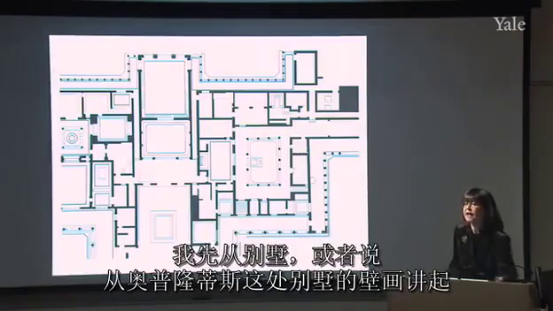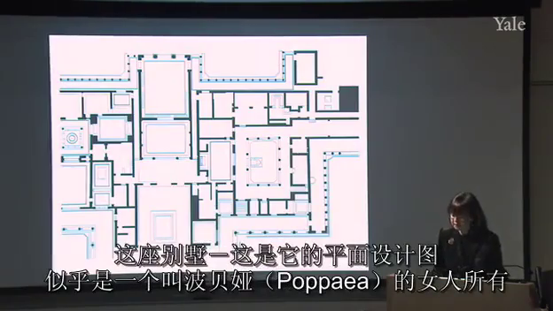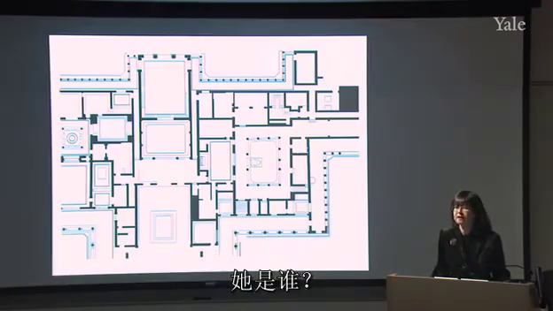I want to look first at a villa, or the paintings at a villa, at Oplontis. This villa, and you see a plan of it here, appears to have belonged to a woman by the name of Poppaea, P-O-P-P-A-E-A. Who was Poppaea?